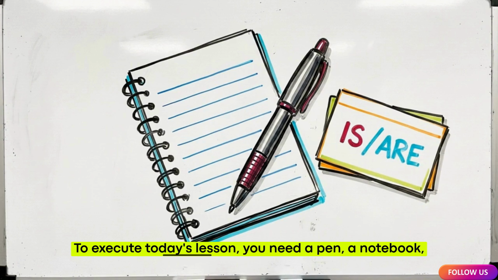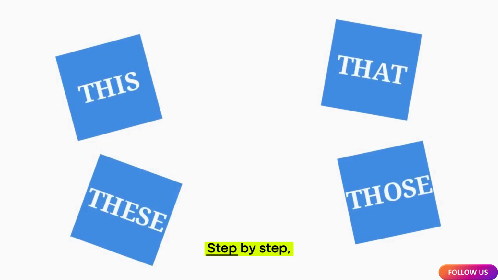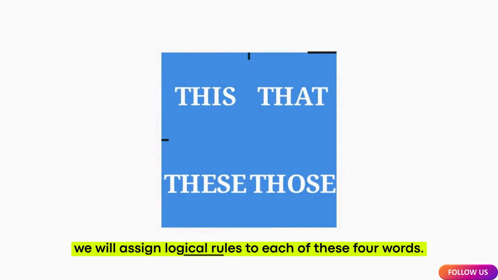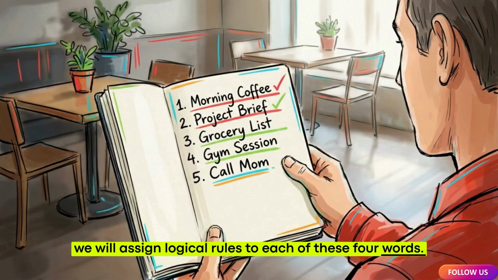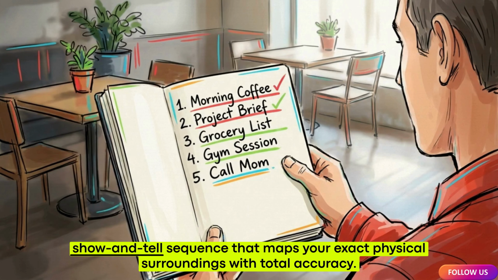To execute today's lesson, you need a pen, a notebook, and a clear recall of our is and are framework. Step by step, we will assign logical rules to each of these 4 words. By the end of our time together, you will write a 10-sentence show and tell sequence that maps your exact physical surroundings with total accuracy.